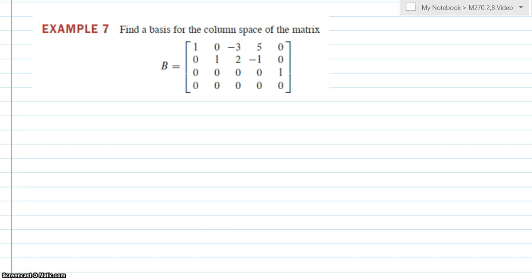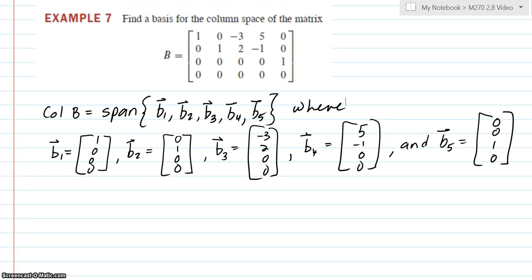In this video, we are going to find the basis for column spaces. Let's start with example 7 in the book. Find a basis for the column space of the following matrix. If you recall, the column space of B is the span of all the columns that are in B, where B1 is the first column, B2 is the second, and so forth, all the way to B5.